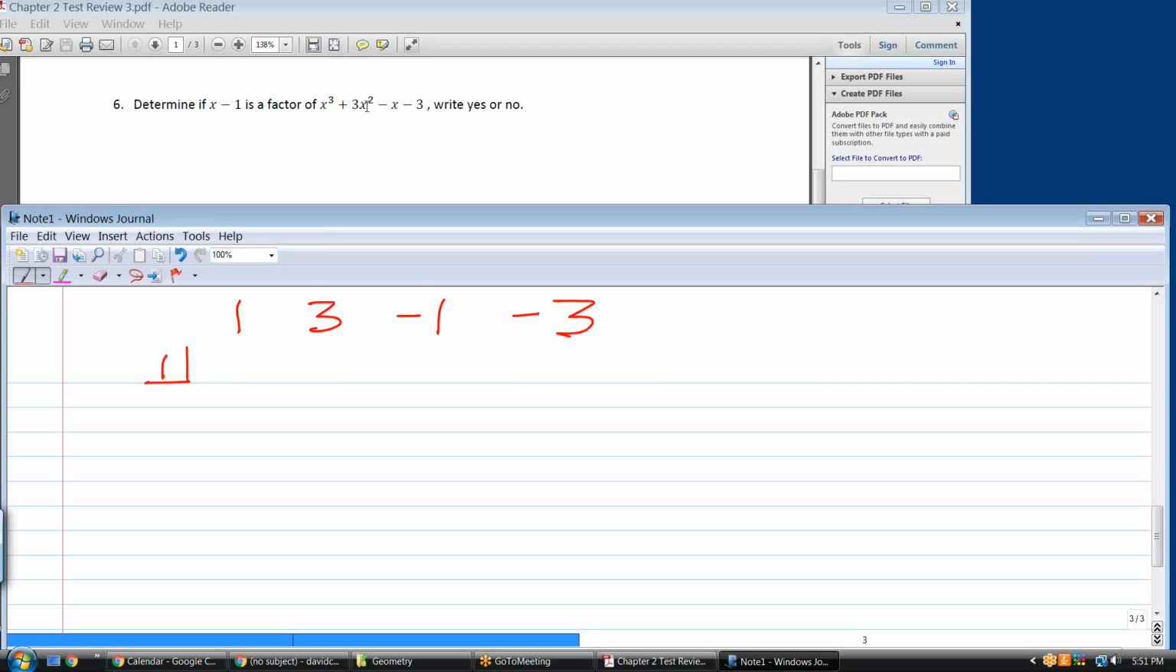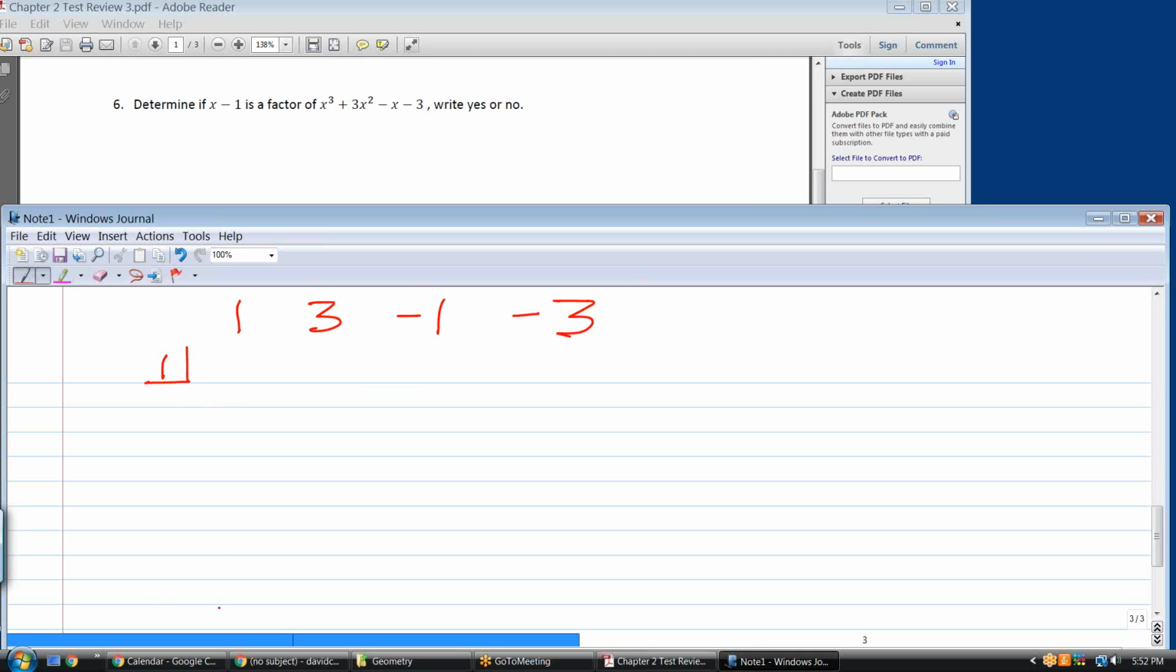And have you learned that if you were missing one of these degrees, you would have to put in a ghost? You'd have to put in a 0, whether you're doing it by long division or synthetic division. In other words, if we didn't have this x term right there, we would need a 0. You have to account for each degree of x.